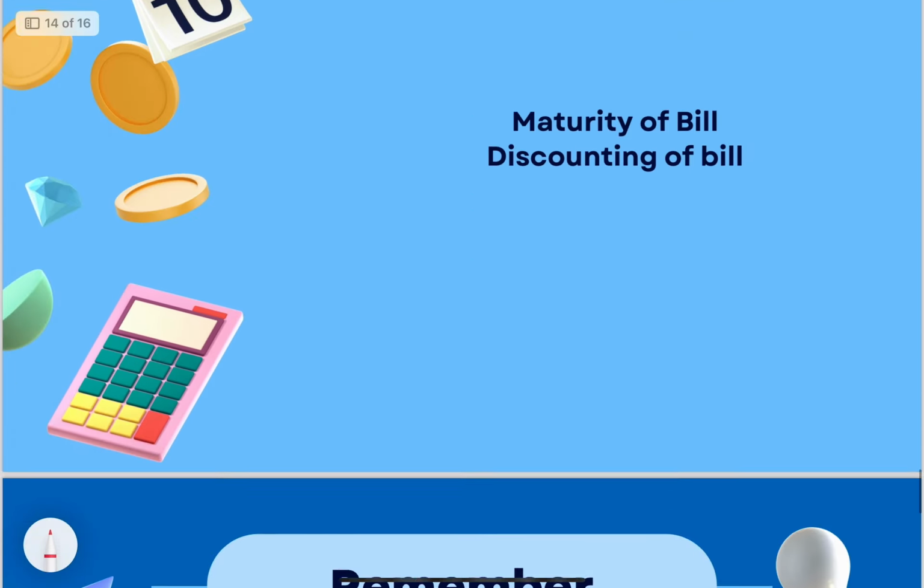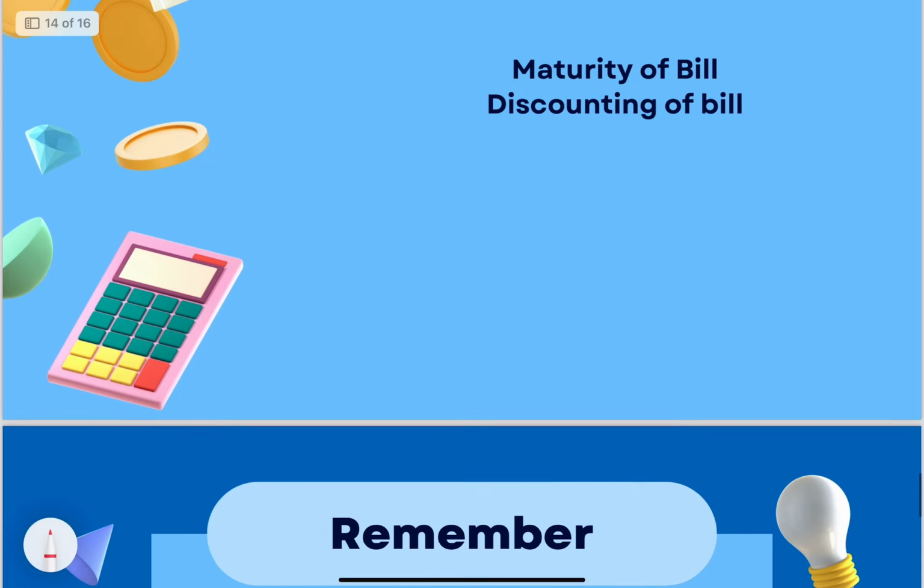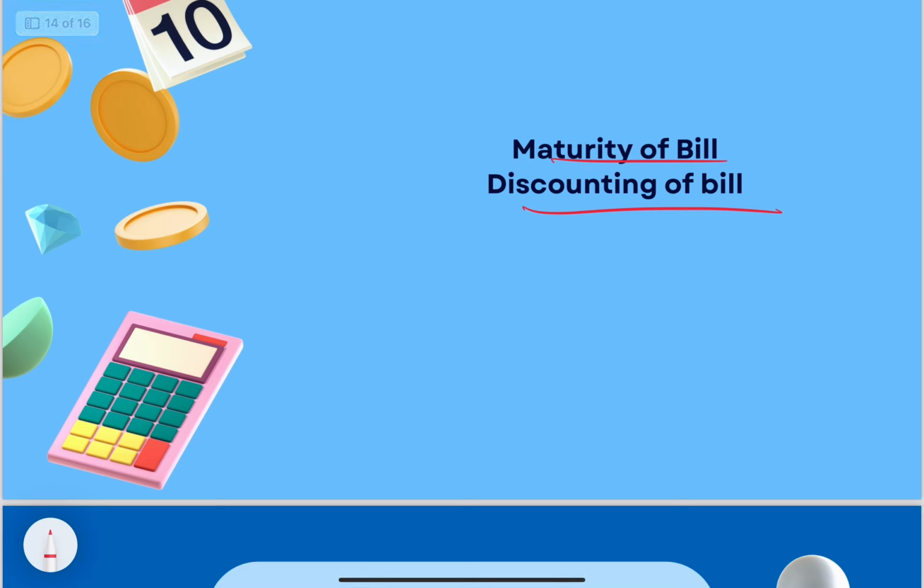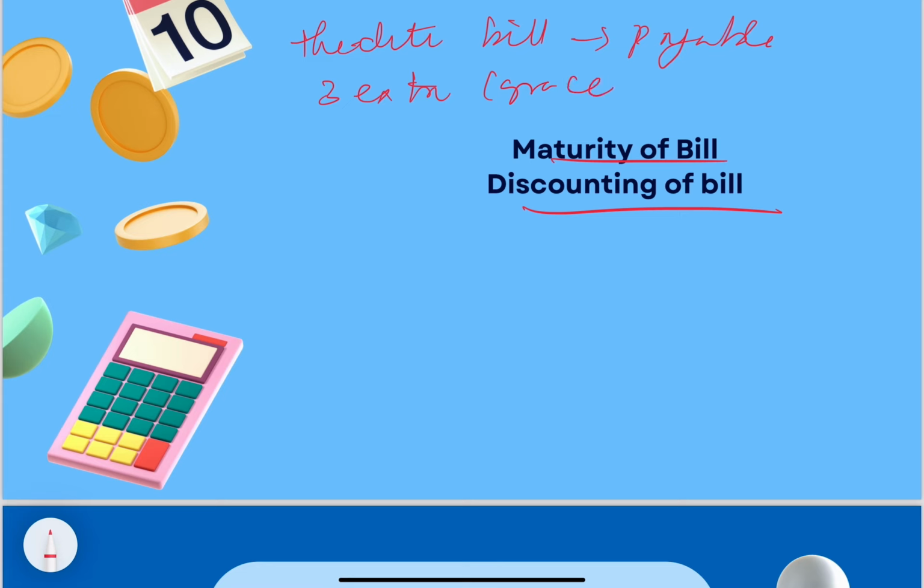Next is the maturity of a bill and discounting of a bill. What is maturity? Maturity is the date on which the bill becomes payable. How is it calculated? To the term of the bill, 3 extra days, or grace days, are added. Say Priya has to pay a 3-month bill dated 1st January. To find the maturity date, it will be 1st April plus 3 days, so it will be 4th April. That is the maturity date.